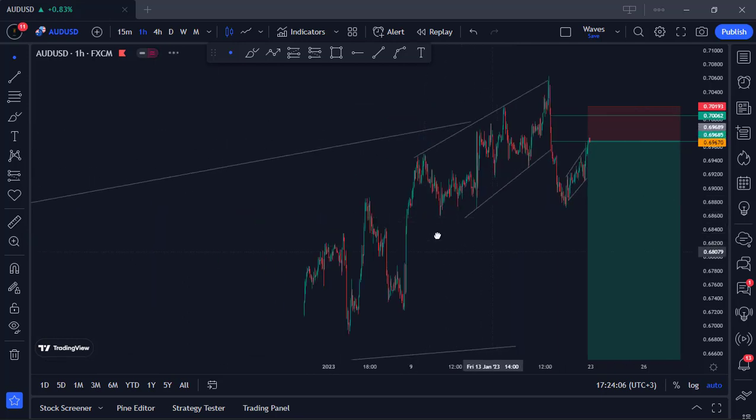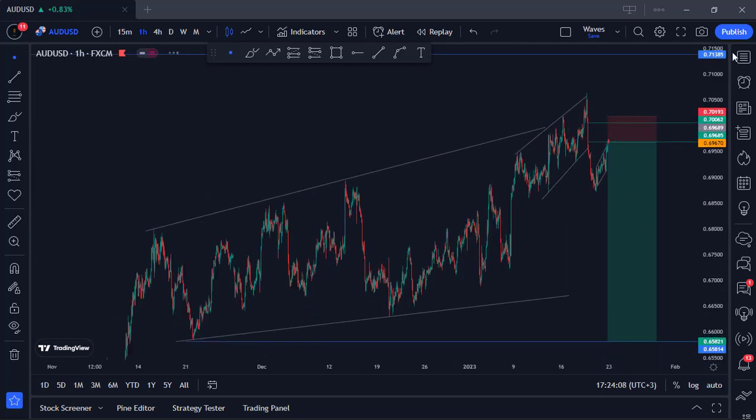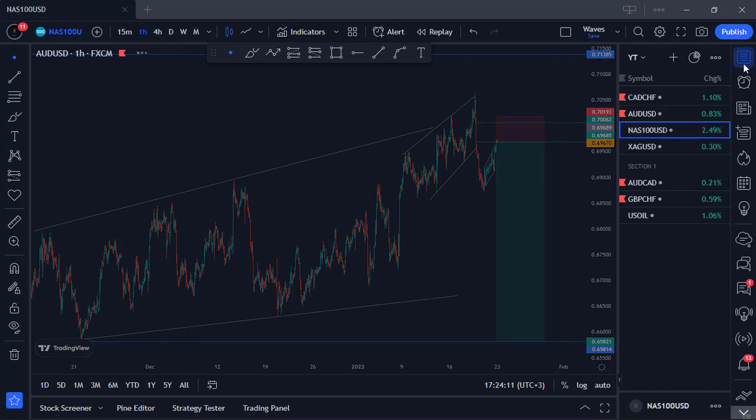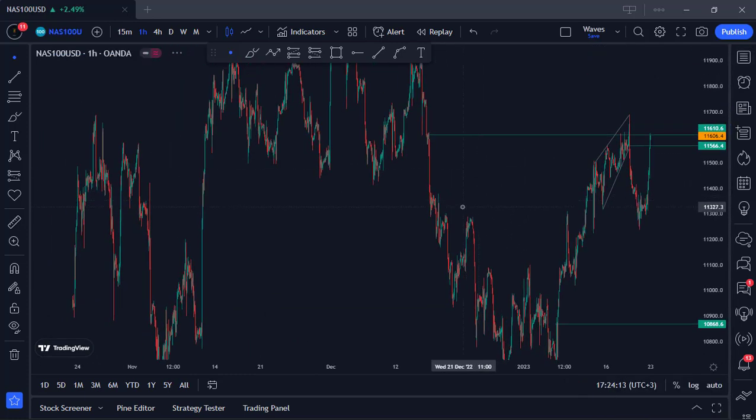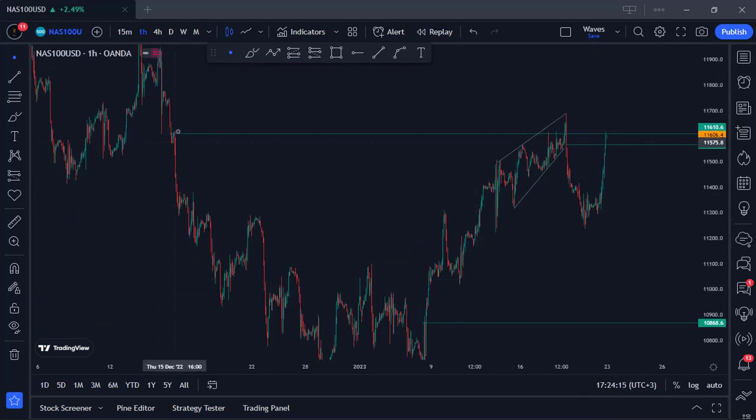I'm active already on this pair. Look for those sales, guys. Look for those sales. Okay, the other pair that we analyzed was Nasdaq.